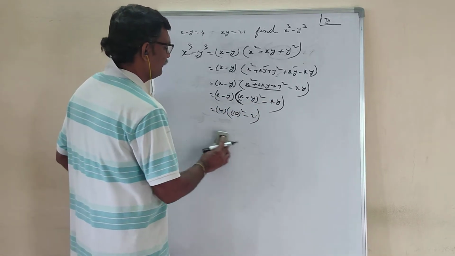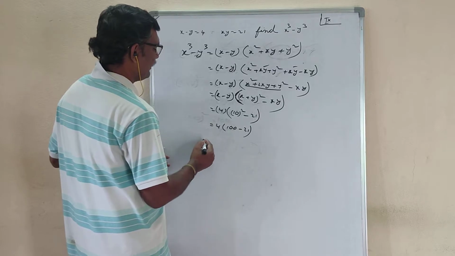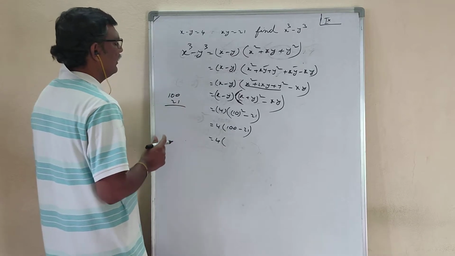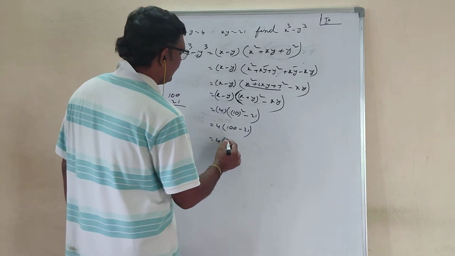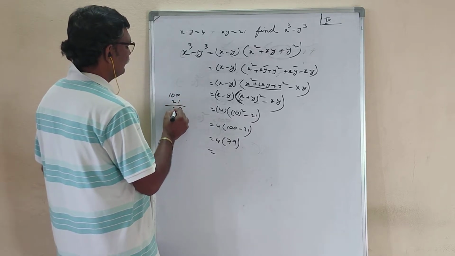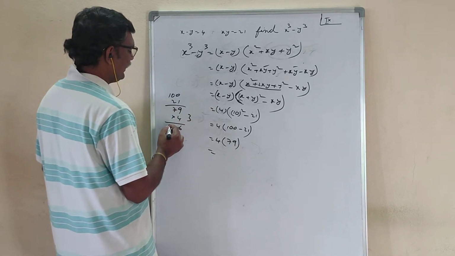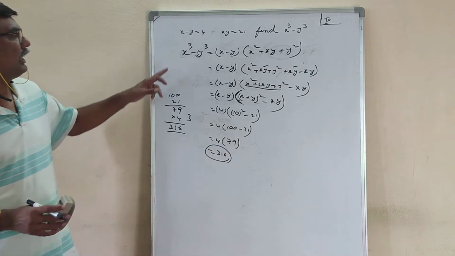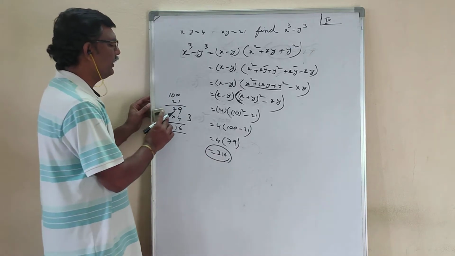Next what we have to do? 4, okay. 10 square is 100 minus 21. 100 minus 20 is 80, 100 minus 21 is 79. So you have to write here 79 into 4. 4 9s are 36, write 6 carry 3. 4 7s are 28 plus 3, 31, so 316. So what you got is the value of x cube minus y cube as 316. Hope that you understood.